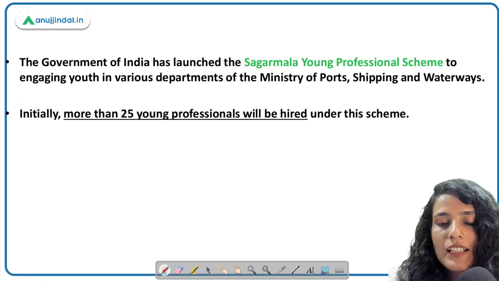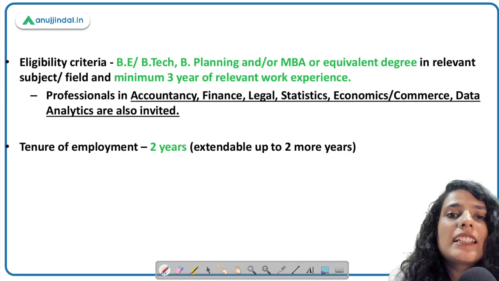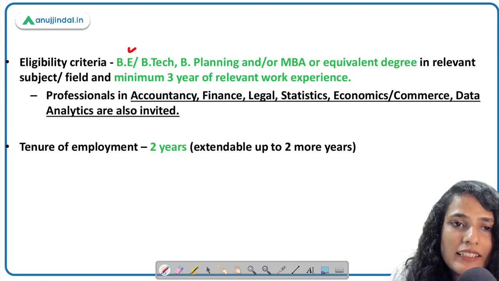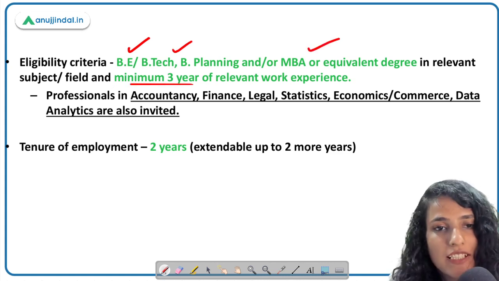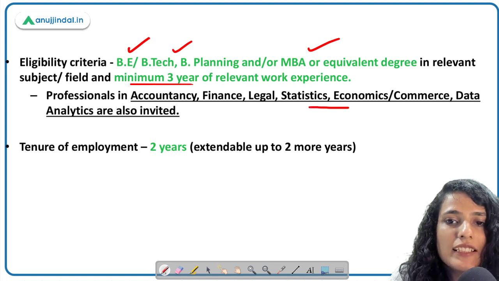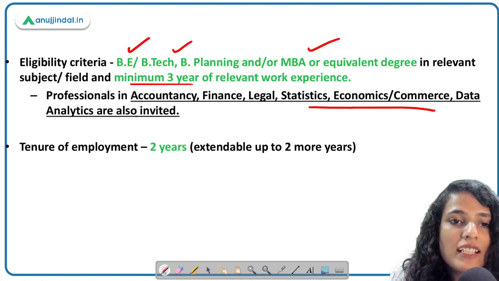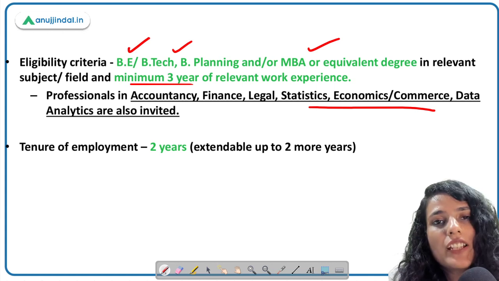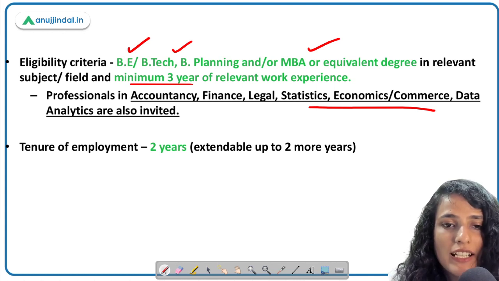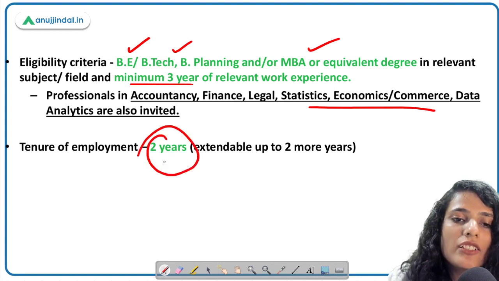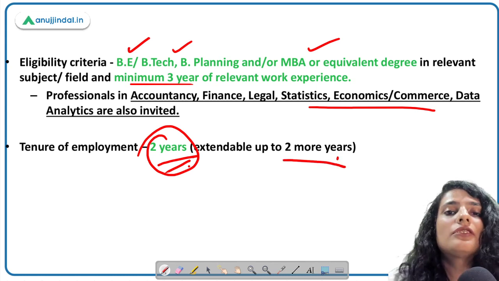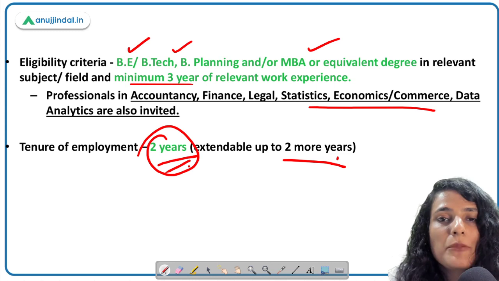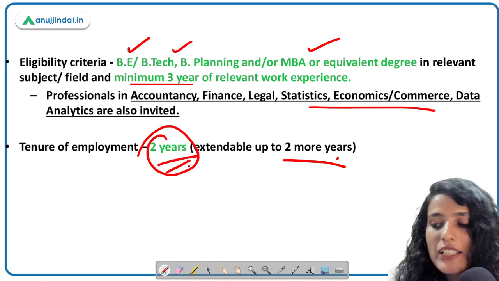depending upon their performance. और कौन कौन इनके लिए अप्लाई कर सकता है, ये सारी डिग्रीज हैं, B.E., B.Tech, MBA और equivalent, minimum 3 years of relevant work experience, accountancy, finance, legal, statistics, economics, commerce, data analytics, all these professionals are also invited to apply there. Tenure as we already discussed will be 2 years, extendable up to 2 more years. So if you are also looking for some opportunities for yourself, then why not have a look at it?